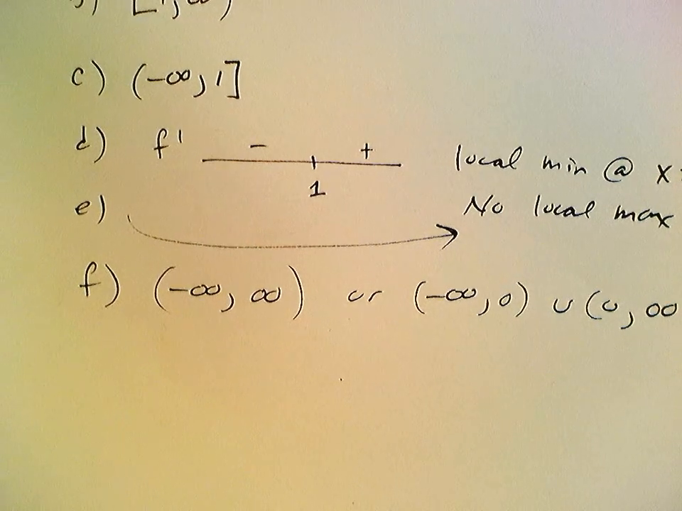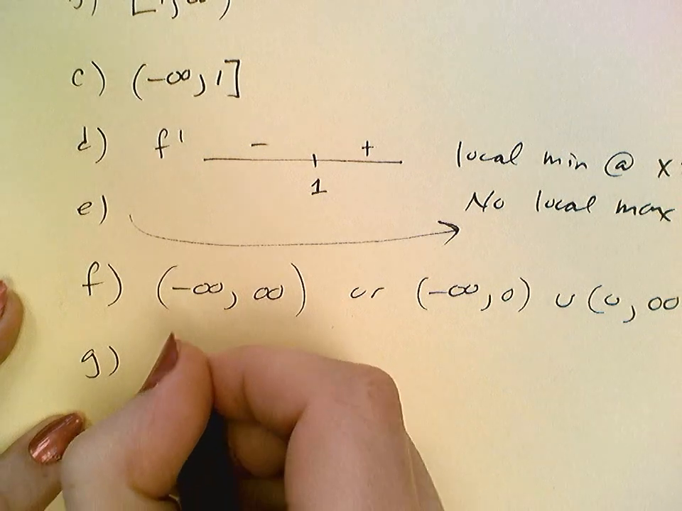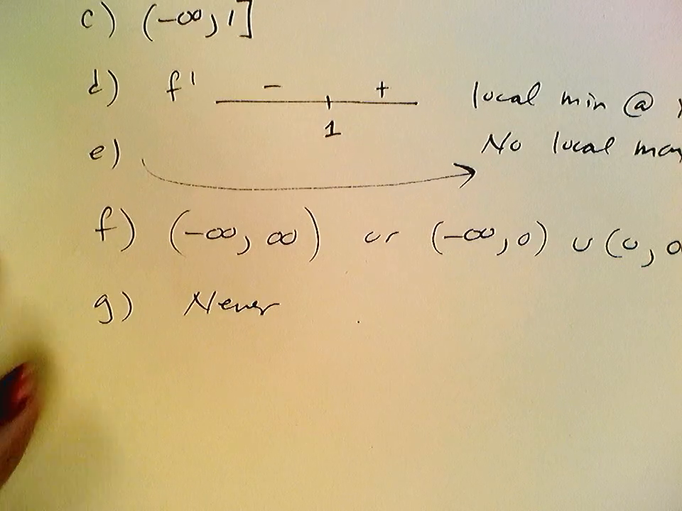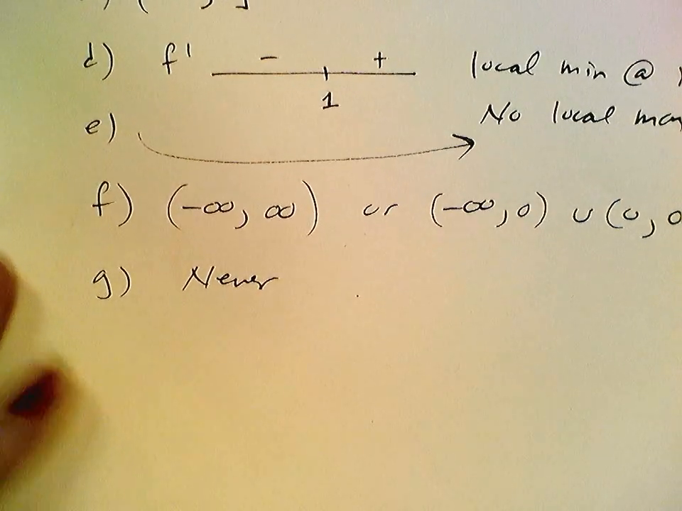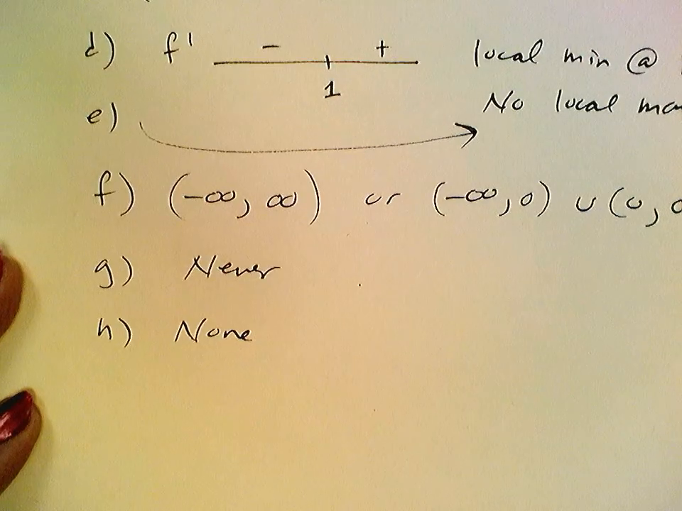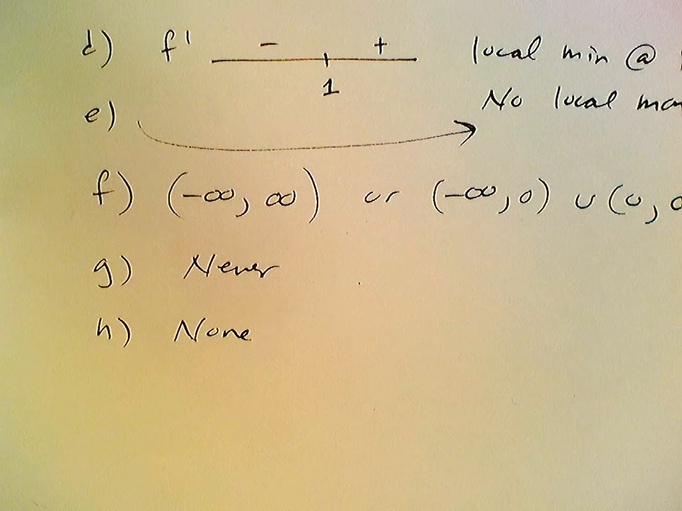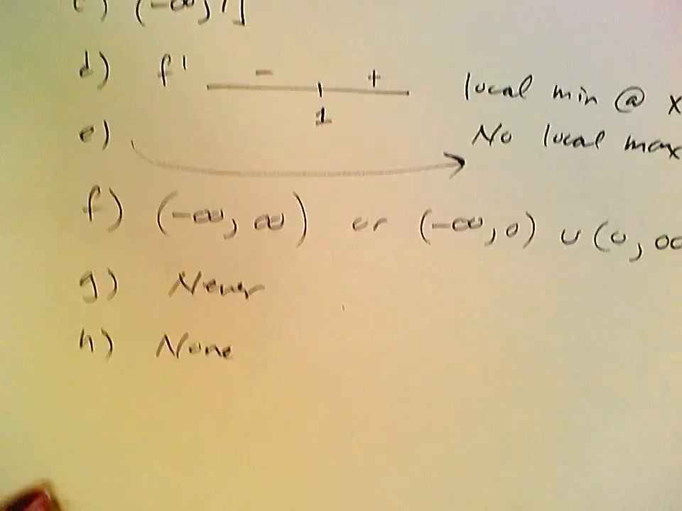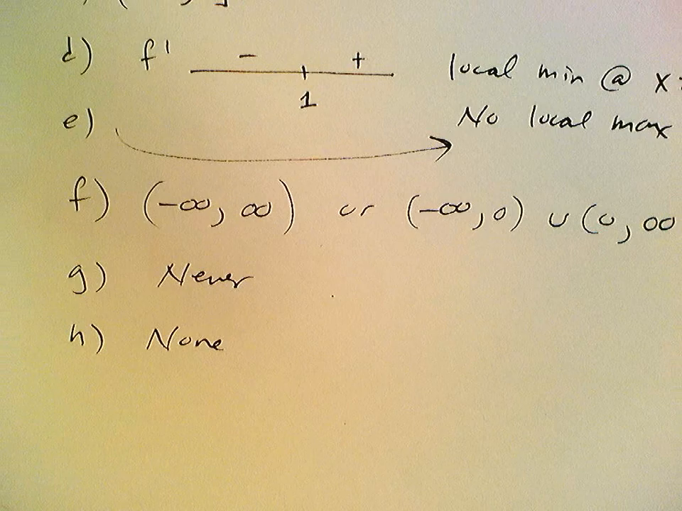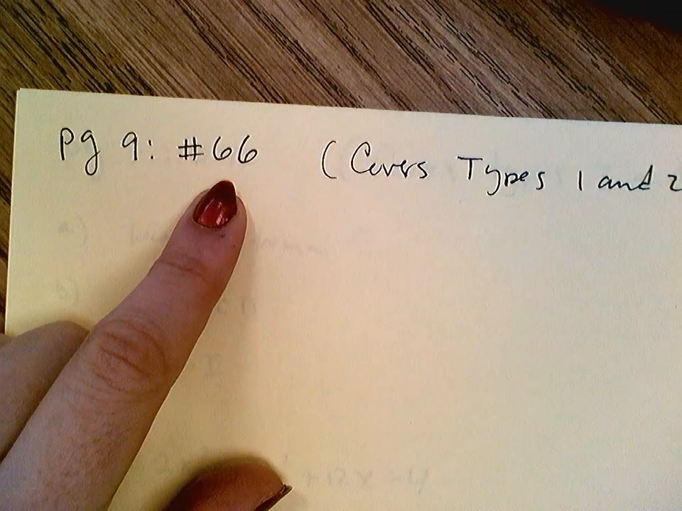Okay, and then E, F, G, never, because F double prime is never negative. H, there are no points of inflection because F double prime never has a sign change. Okay, that was page 8, number 64. Now I have page 9, number 66.